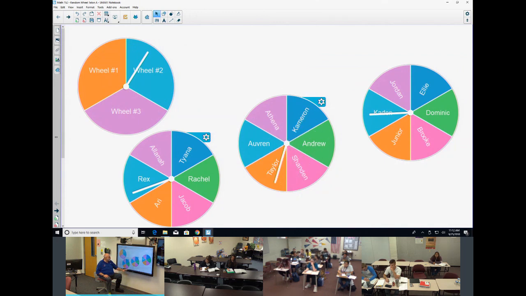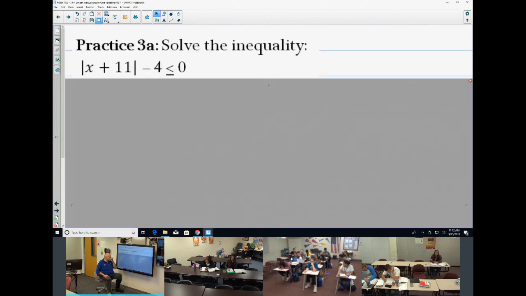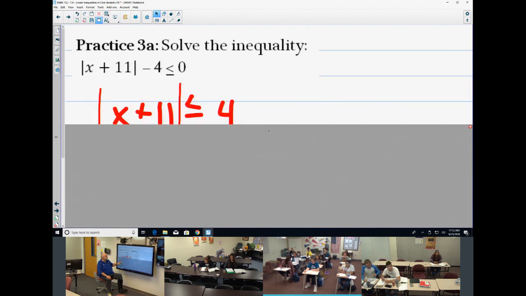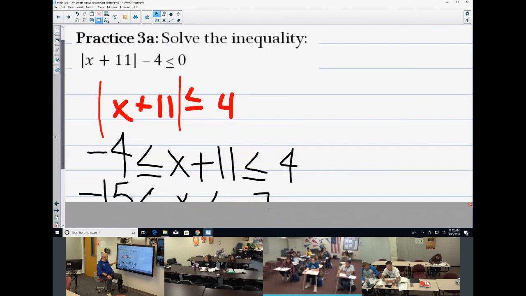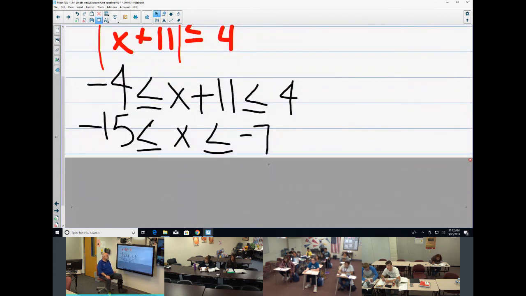All right, so Taylor, when you've got it. Okay. Negative 15 less than or equal to x less than or equal to negative 7. All right, that's it. Great job. So negative 15 is less than or equal to x is less than or equal to negative 7. Okay, any questions on that? All right, great job, Taylor.